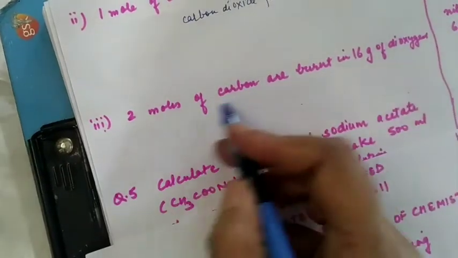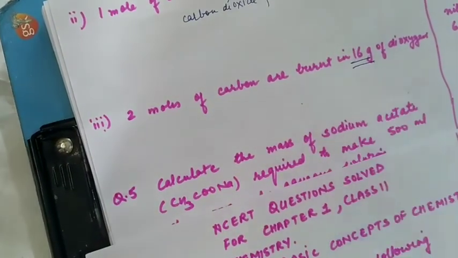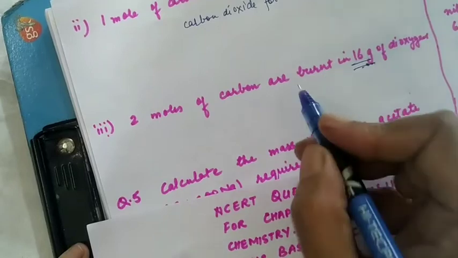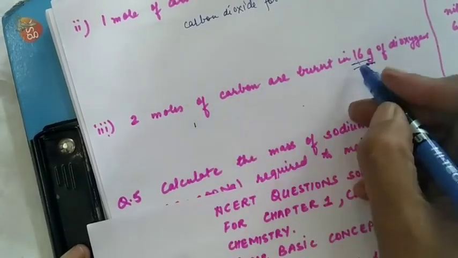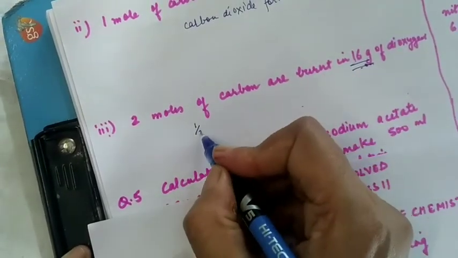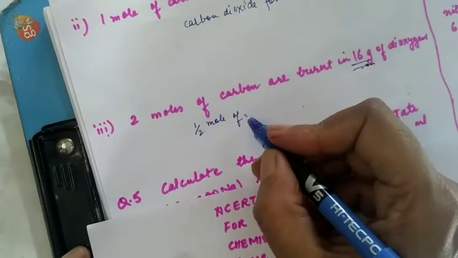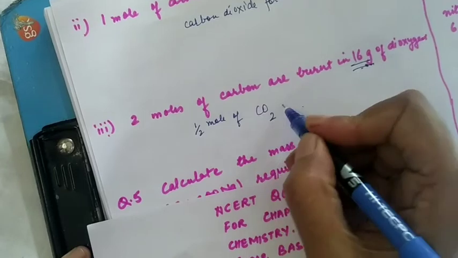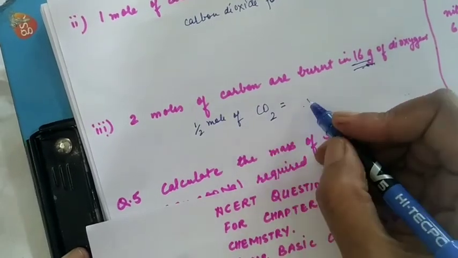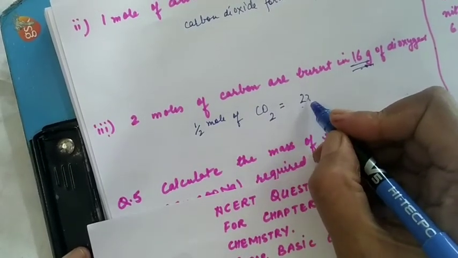2 moles of carbon are burnt in 16 grams of dioxygen available. So only half mole of oxygen is available. Only half mole of carbon will be burnt and half mole of carbon dioxide will be formed. So the amount will be again 22 grams.